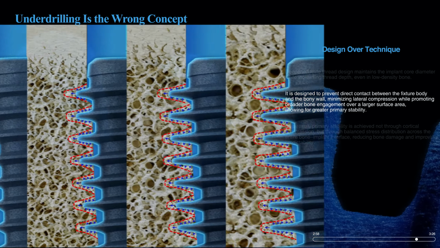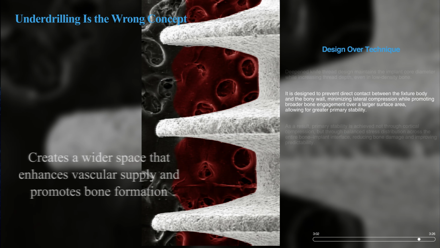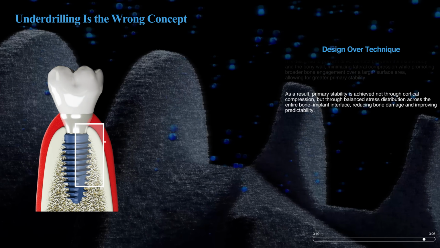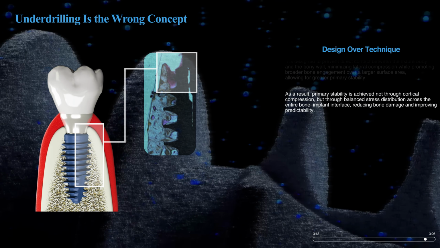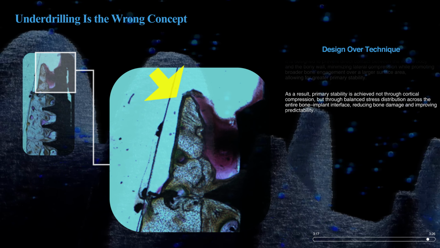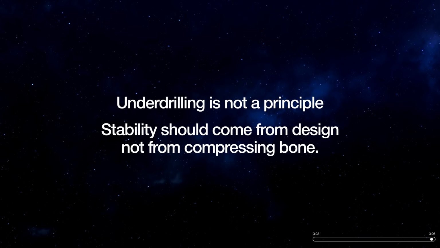It is designed to prevent direct contact between the fixture body and the bony wall, minimizing lateral compression while promoting broader bone engagement over a larger surface area, allowing for greater primary stability. As a result, primary stability is achieved not through cortical compression, but through balanced stress distribution across the entire bone-implant interface, reducing bone damage and improving predictability. Underdrilling is not a principle. Stability should come from design, not from compressing bone.